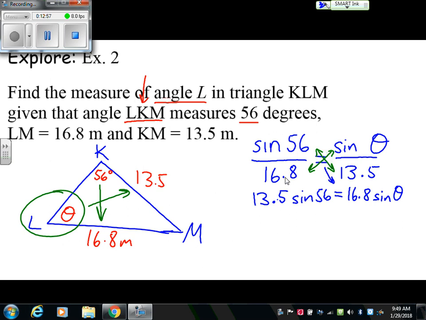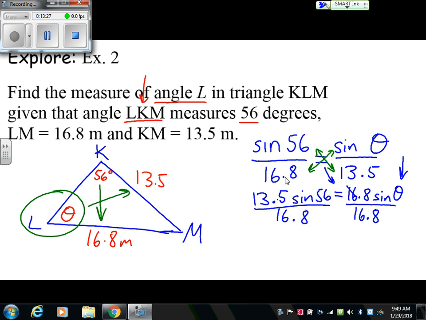And now we ask ourselves, what are we trying to get alone? Well, I'm trying to get theta alone. Well, theta is over here. So what's keeping theta from being alone? Well, 2 things. One, we're taking the sine of theta, but we're also multiplying it by 16.8. So we're going to have to do 2 steps to get rid of this. And the first thing I'm going to do is get rid of the 16.8. So we are going to divide by 16.8. And whatever we do to one side, we have to do to the other.